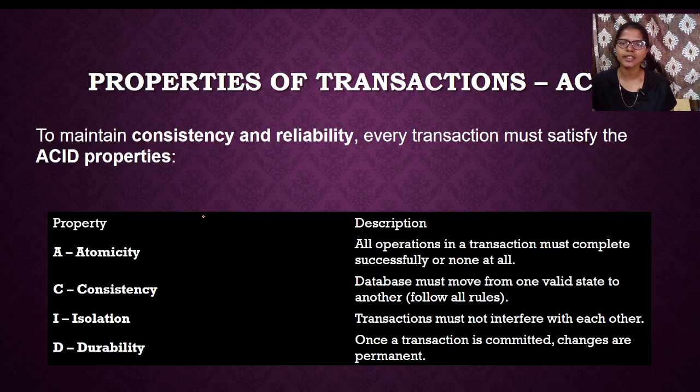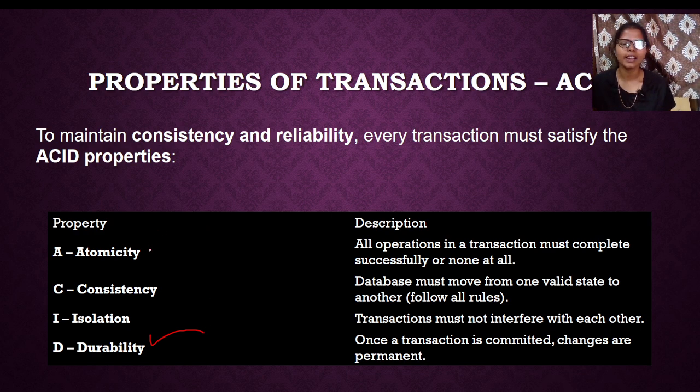Each and every transaction must satisfy the ACID properties. To maintain consistency, ACID has to be followed. So A is atomicity, C is consistency, I is isolation, and D is durability.